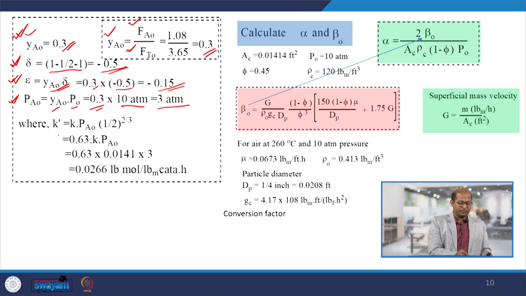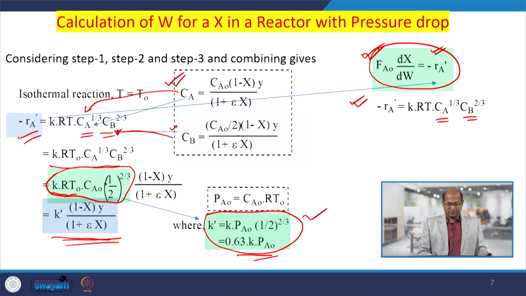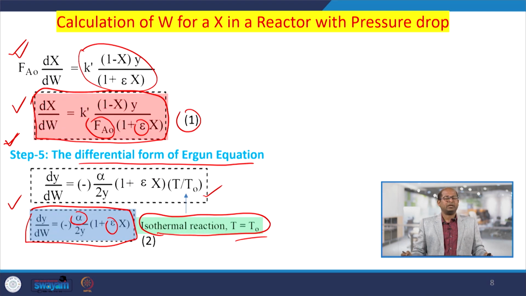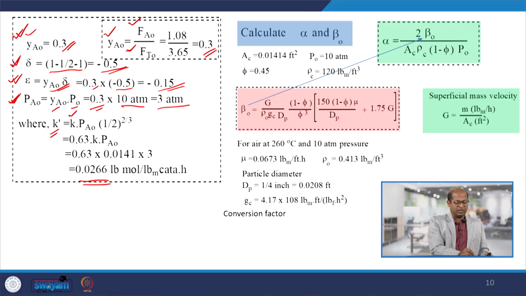Okay. Now from here we can find out the K prime value. K prime equals K into P A naught to the power 2/3. We already discussed this when we derived this part, where we considered K prime to be a constant. So how can we calculate it? Here K is given, and P A naught, the partial pressure of component A, ethylene, we have calculated, so the numerical value of K prime we can find out. So K prime we know, epsilon value we know.